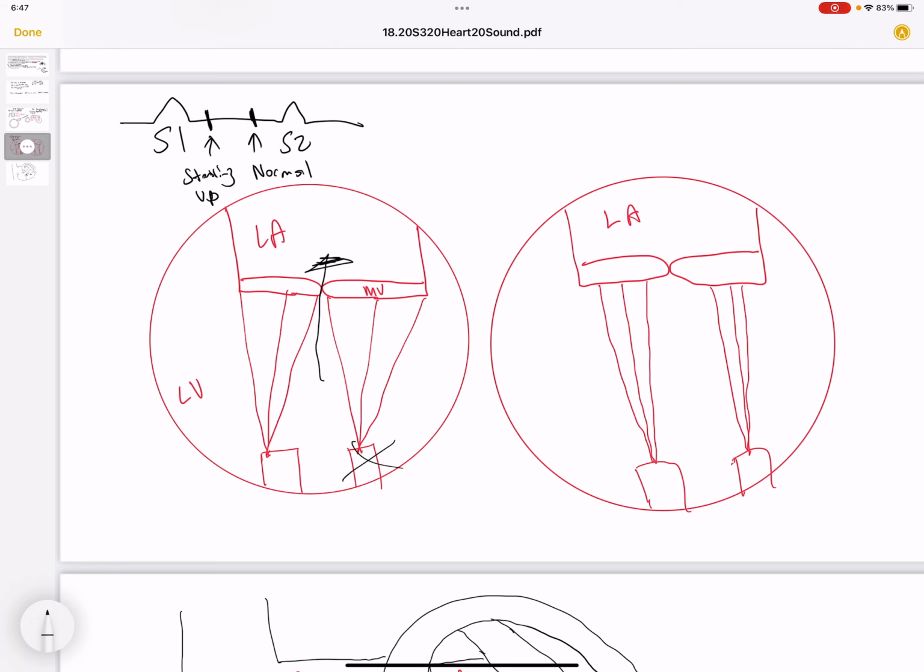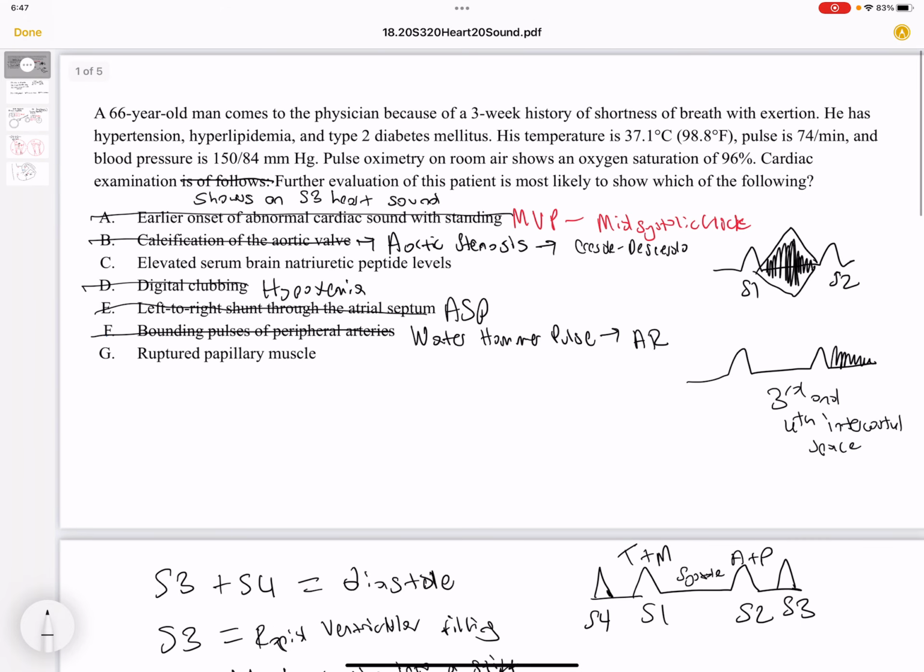With mitral regurgitation, the mitral valve should be closed during systole, so it's a systolic murmur. So we should hear a murmur during systole like this. As a result, because the question stem does not state a systolic murmur, we can also cross out this answer choice.